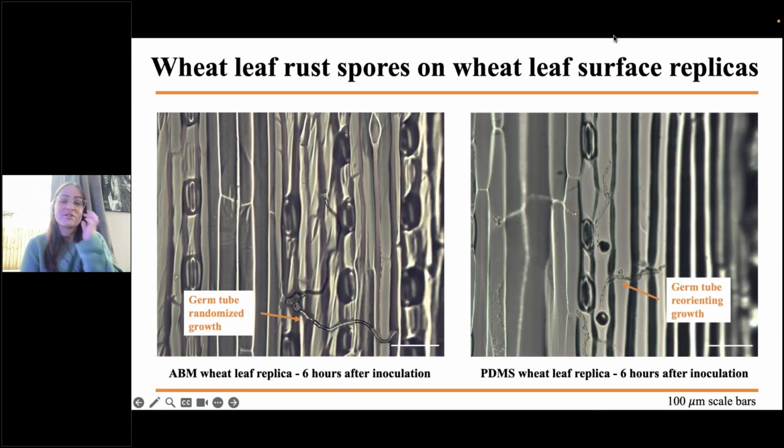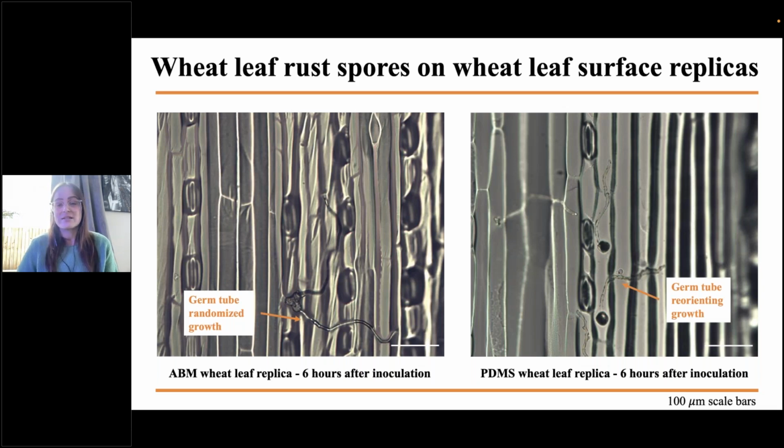So what I was wanting to do was to obviously grow the spores on those and see how they respond to those surface features. So these here are wheat leaf rust spores. So we've got the agar-based media leaf replica on the left and the PDMS one on the right. So they were able to grow really well on these. These pictures are just from 6 hours after inoculation, so a really good growth within quite a short amount of time. We did see faster, longer growth on those agar-based media, but we also saw a lot of randomized growth, so without any sort of real direction.